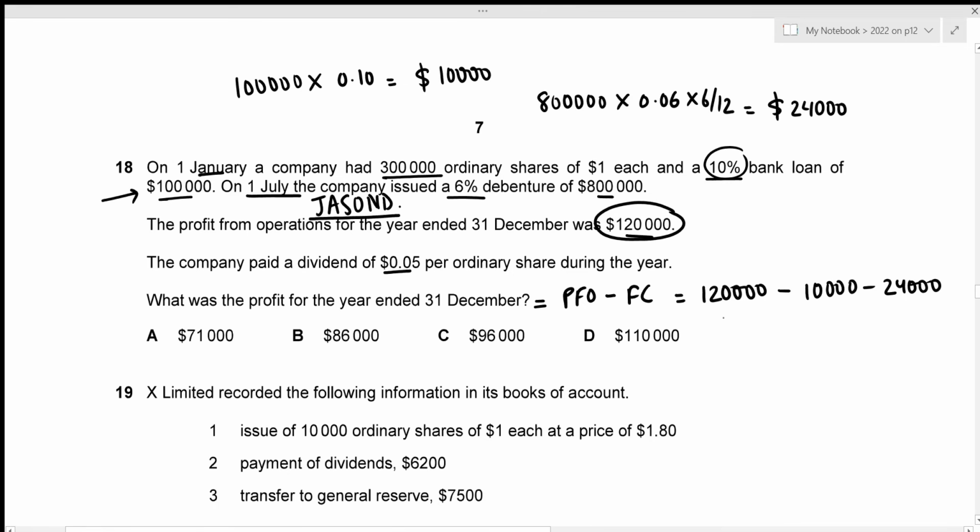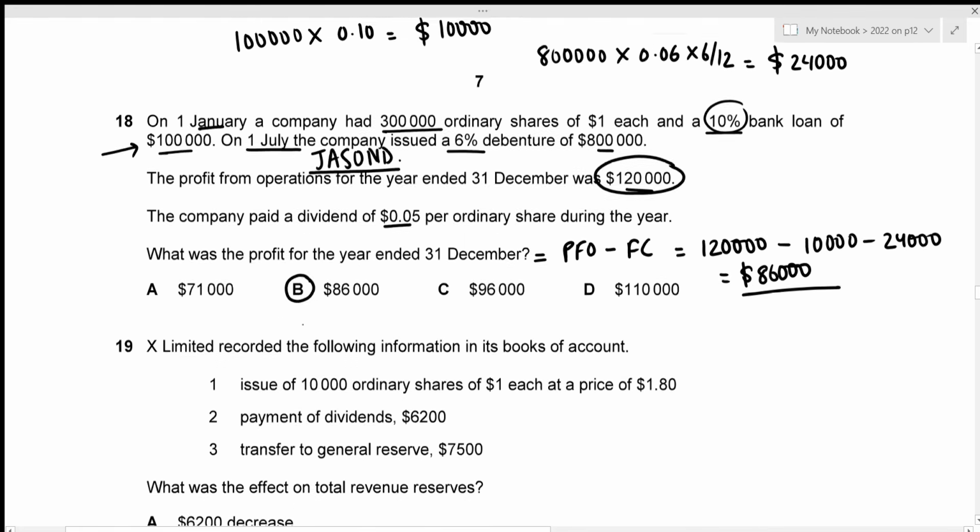So now our profit for the year is just going to be 120,000 minus 10,000 minus 24,000, which results in 86,000. This is the answer that we're looking for, and it is given in option B. So that will be the correct answer. This concludes question number 18. We can now move towards question number 19.